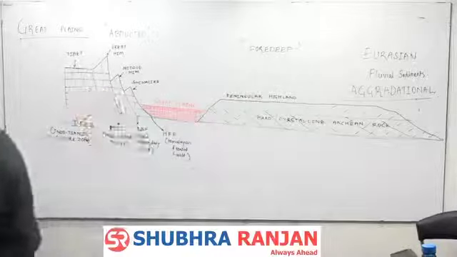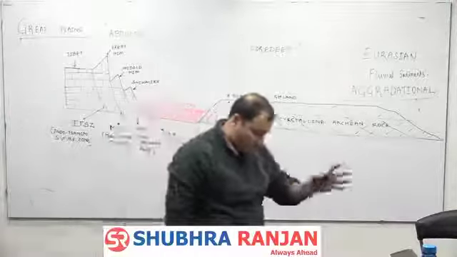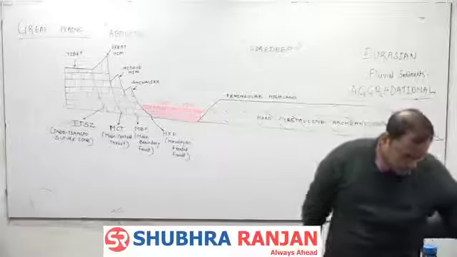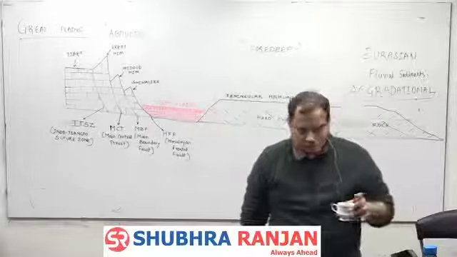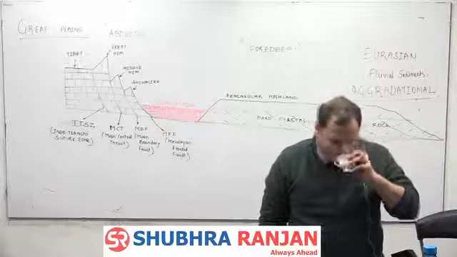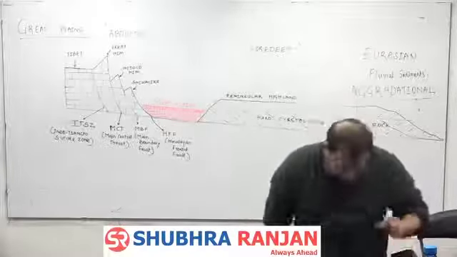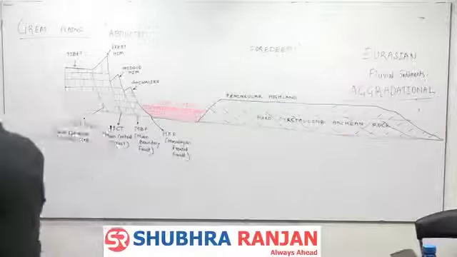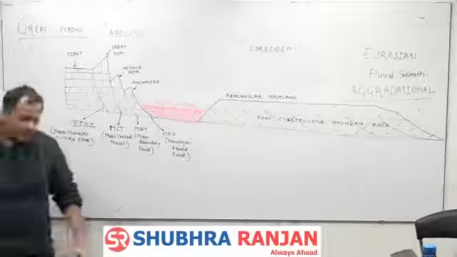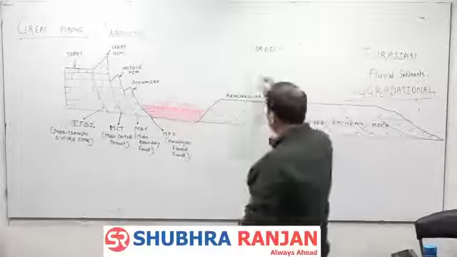Next point. Uniform structure of soft alluvial soil has helped in the development of dendritic drainage pattern.